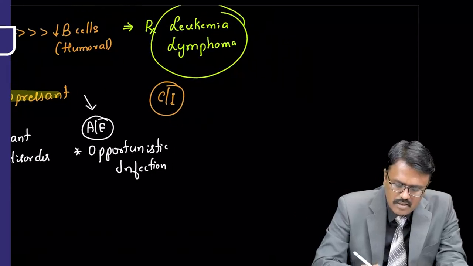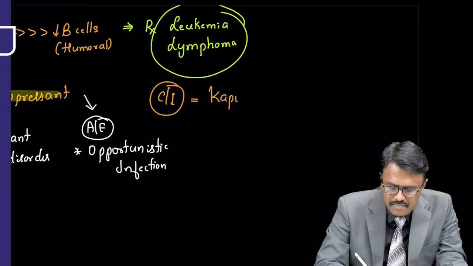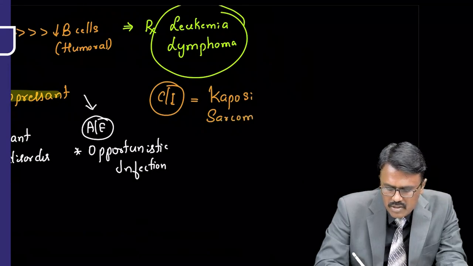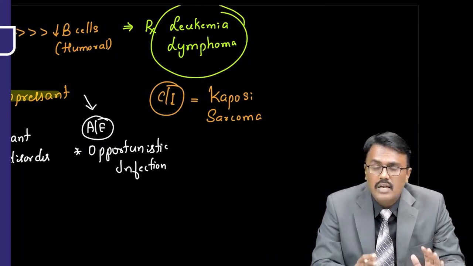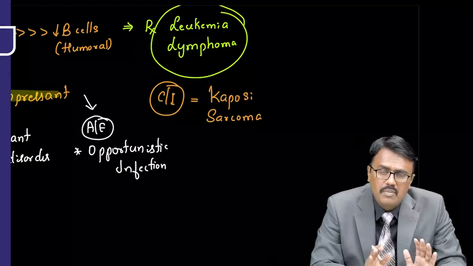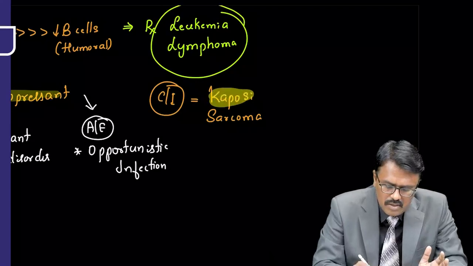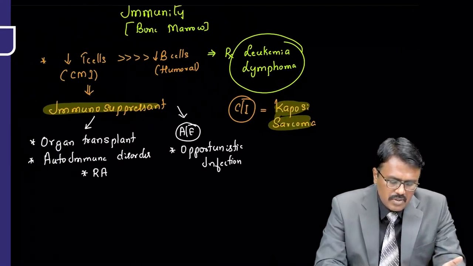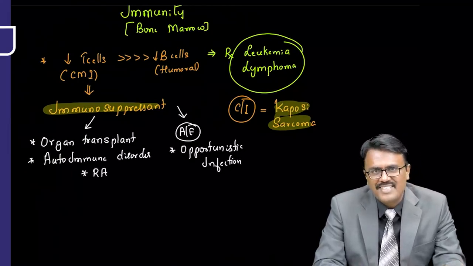Which is the cancer where you should not use steroids? They are contraindicated in a cancer called Kaposi sarcoma. Why? Because Kaposi sarcoma is a cancer seen in HIV patients. In HIV patients, there is already immunosuppression. If you use steroids, the immunosuppression will worsen and the cancer will also increase. So don't give it in Kaposi sarcoma. So basically, steroids are immunosuppressants.